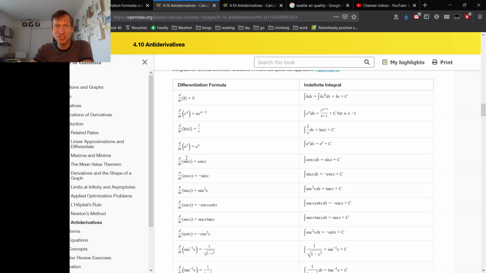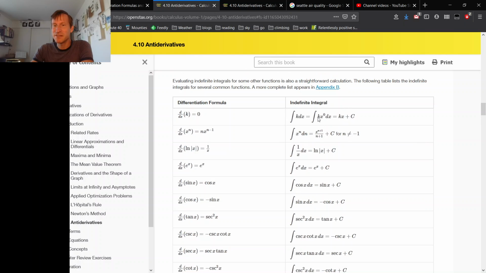Every differentiation formula has a corresponding indefinite integral formula, and there are lots and lots of them. So the derivative of a constant is 0, and the power rule here, the derivative of x to the n, is n times x to the n minus 1. If you just work this backwards, you get an integral rule, which says that instead of the power going down by 1 and you multiply by the old power, the power goes up by 1 when you integrate, and you divide by the new power.